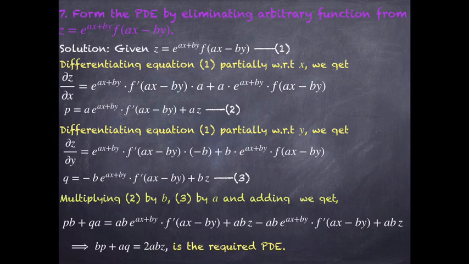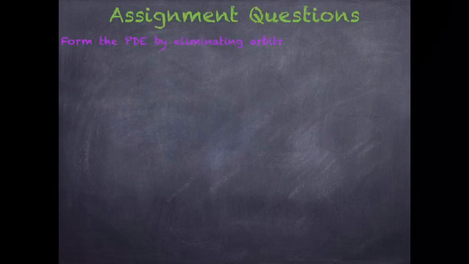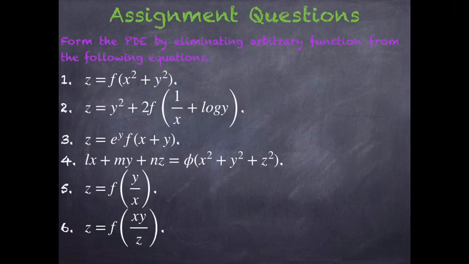Now these are the 7 problems I gave in this lecture video. Work out all the problems carefully. Based on those problems you solve these assignment questions. Here I gave 6 assignment questions, and all of them are simple. The first question is similar to the first one we already solved, z = f(x² − y²). Similar to that we can solve it.